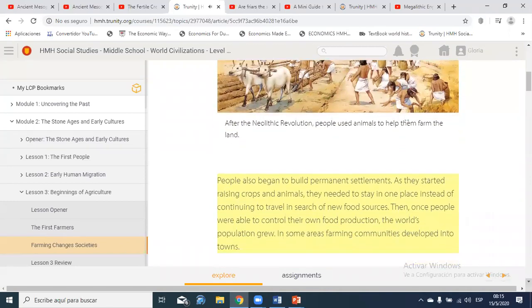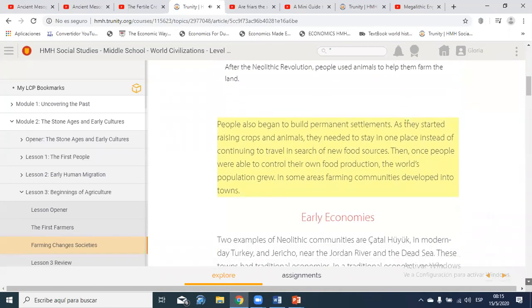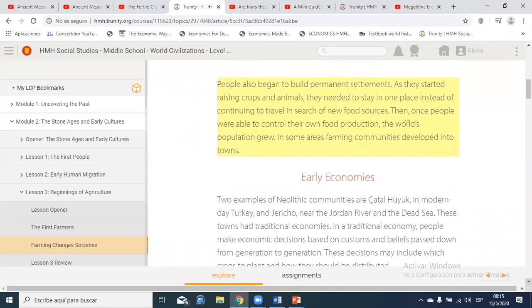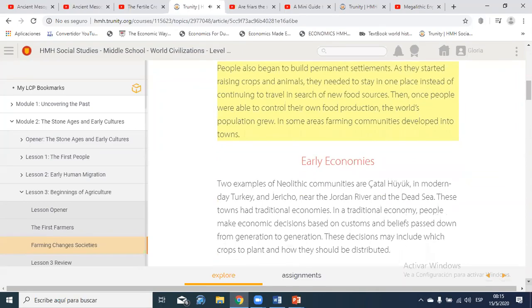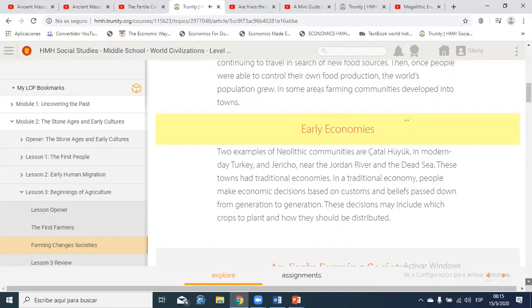People also began to build permanent settlements. As they started raising crops and animals, they needed to stay in one place instead of continuing to travel in search of new food sources. Then, once people were able to control their own food production, the world's population grew. In some areas, farming communities developed into towns.